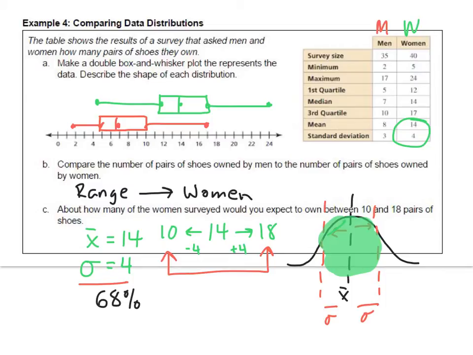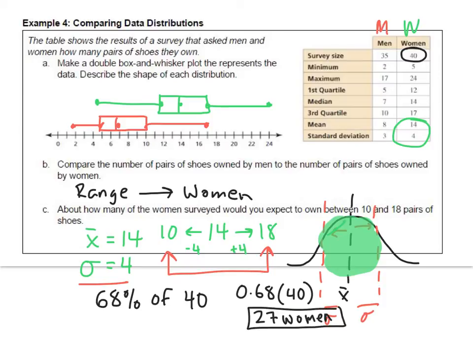So how do I figure out then the number of women? Well, if I know that there were 40 women surveyed, all I have to do is find 68% of 40. To do that, I take 68%, convert it to a decimal, and multiply that by 40, and that would tell me about how many women own between 10 and 18 pairs of shoes. If you punched it into a calculator, you should get somewhere around 27. So that means about 27 of the women surveyed own 10 to 18 pairs of shoes.